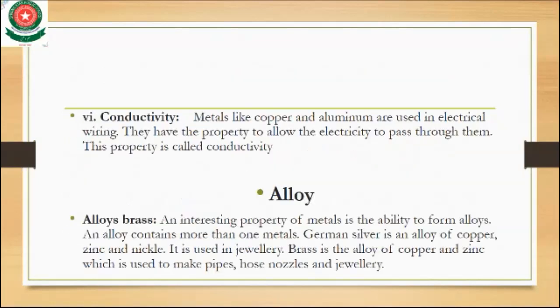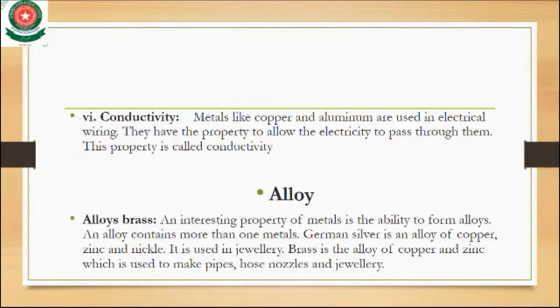And the sixth use of metal is conductivity. Conductivity means that you can pass current through the metal. As we learned, the property of metals is that they can conduct electricity. The electricity can pass through the metal. So the sixth use of metal is conductivity.